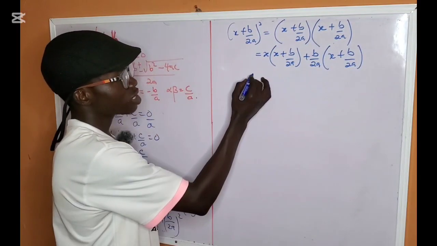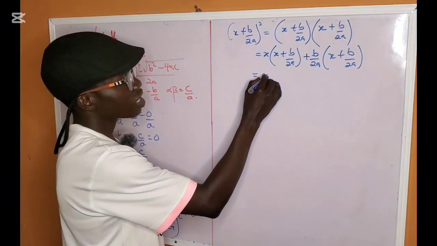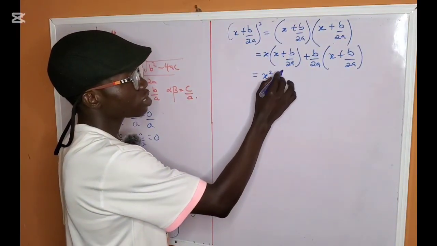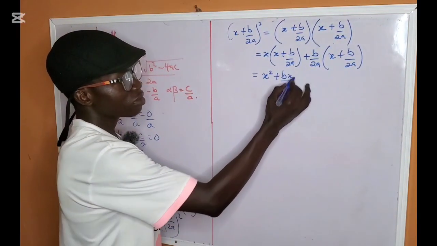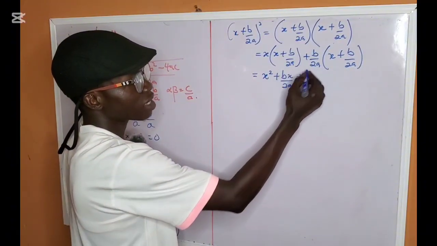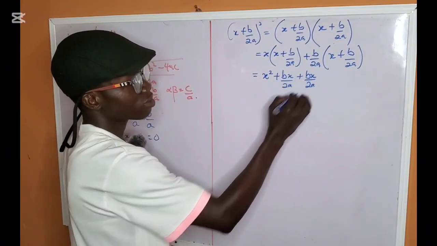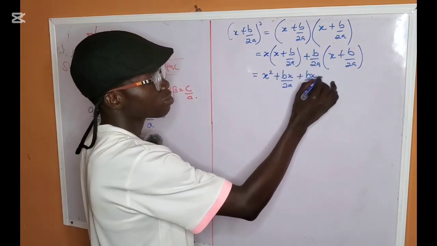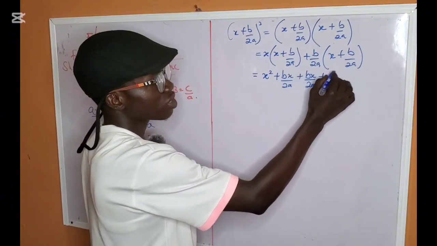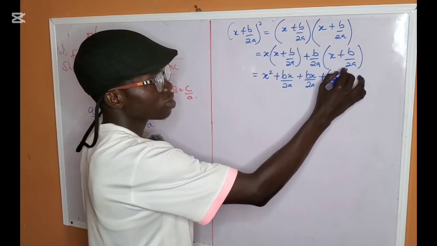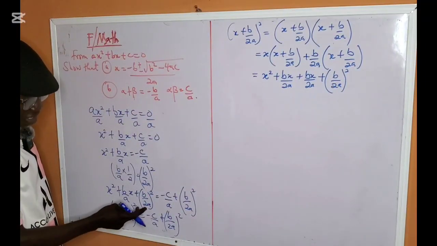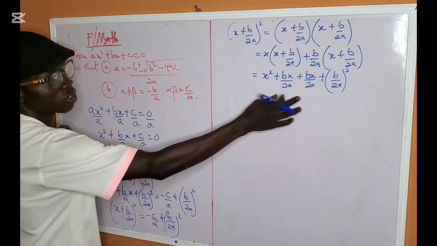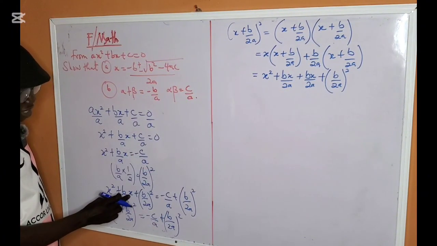Good, so it's time to expand. x multiplied by x will give us x squared. This is not 2x, it is called x squared. x multiplied by b over 2a gives bx over 2a, plus the same thing, b over 2a multiplied by x, that will give us bx over 2a. I'm writing bx because I want to arrange it in alphabetical order. Plus times plus, that's plus b over 2a times b over 2a, that will give us b over 2a all squared. You can see this is similar to what we have here. So what I need to get is the remaining ones. I've gotten x squared, so I will simplify this to give me b over a x.